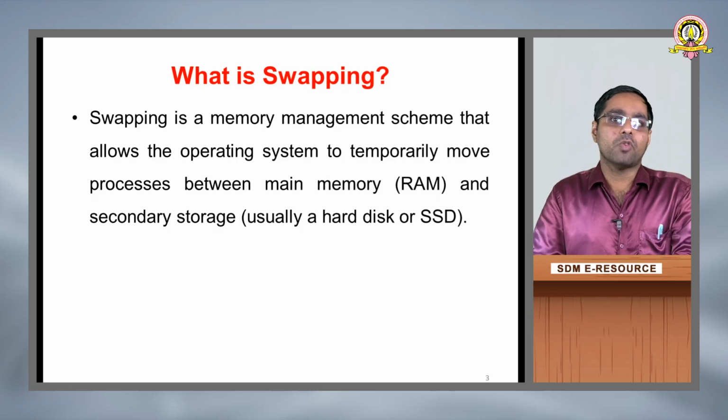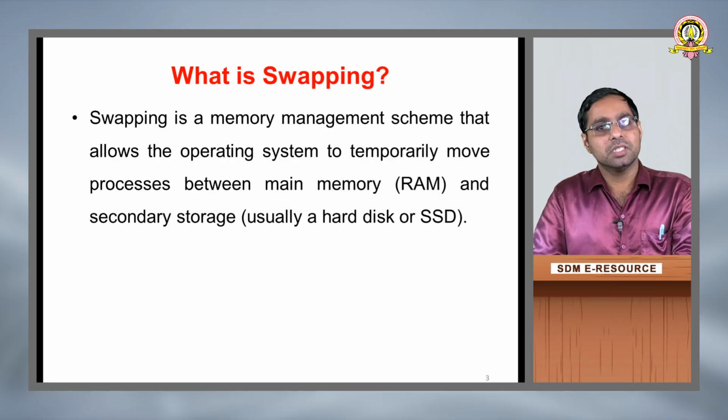So what do you mean by swapping? Swapping is a memory management scheme that allows the operating system to temporarily move processes from primary memory to secondary memory and from secondary memory to primary memory. In swapping, processes are moved from primary memory to secondary memory or secondary memory to primary memory.